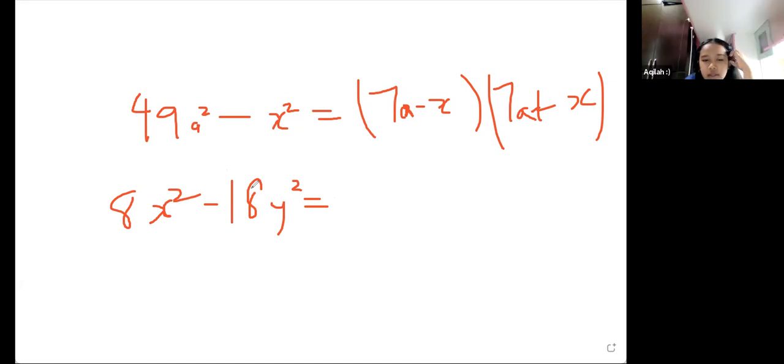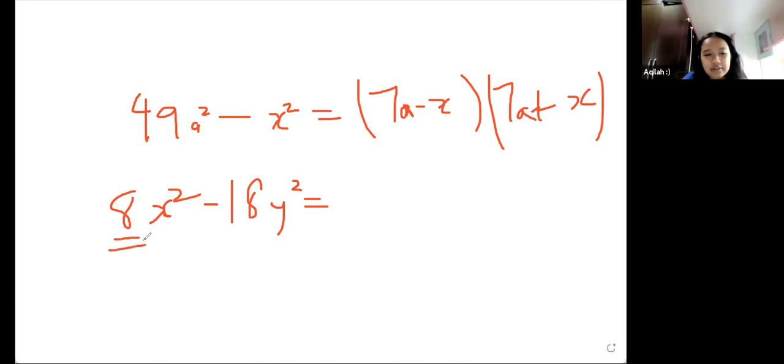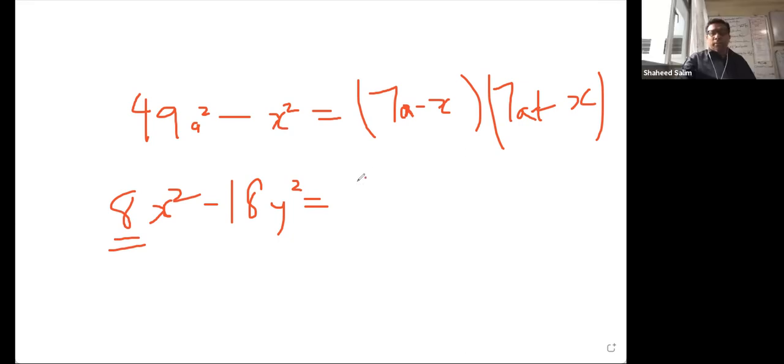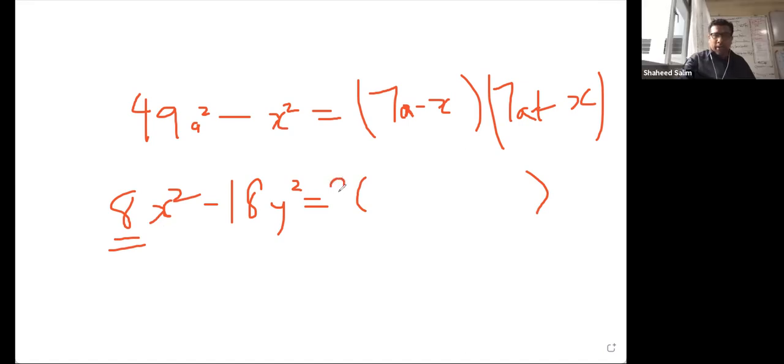8x minus 9y, and then 8x. Cannot. Because what's the square root of 8x? You've got to take out something to make it 4, and make this 9. 2 times what equals 8? 2 times 4 equals 8, right? So you take out a common number.